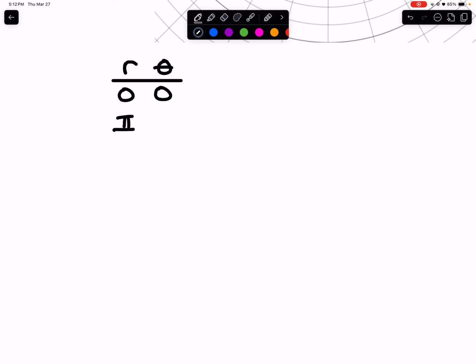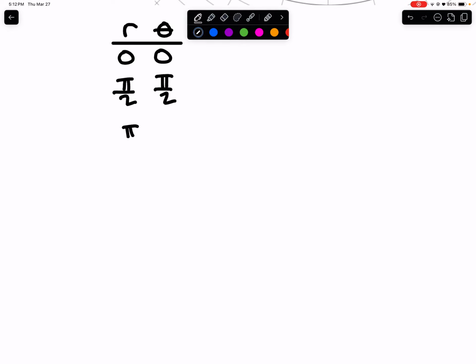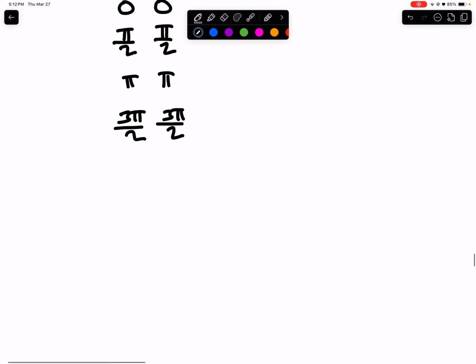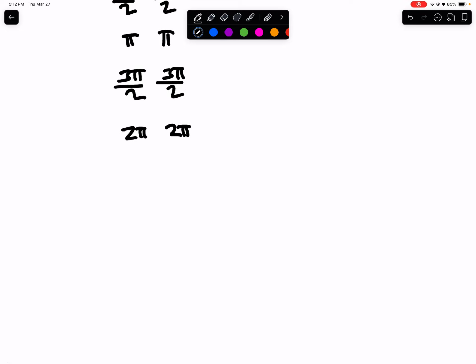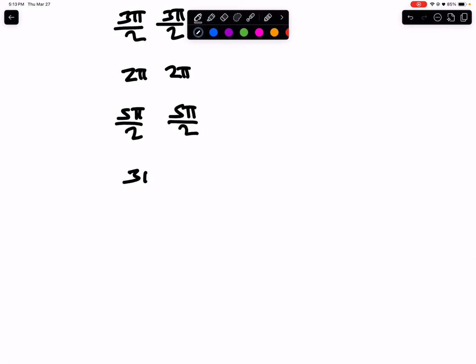I would go pi over 2 in the direction of pi over 2. I would go pi in the direction of pi, 3 pi over 2 in the direction of 3 pi over 2, 2 pi in the direction of 2 pi, then what was it, 5 pi over 2? Yes, math is hard, y'all. 5 pi over 2 in the direction of 5 pi over 2, and then we will go 3 pi in the direction of 3 pi.